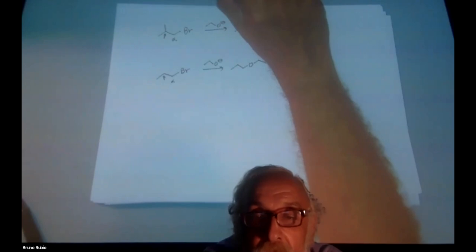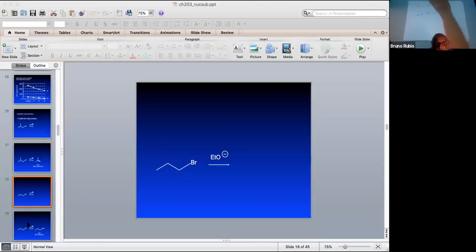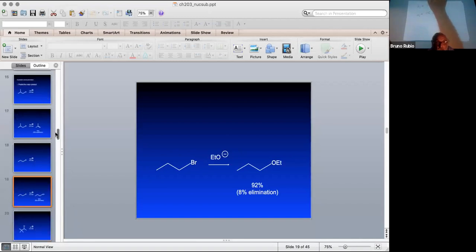All right, so let's take this into the lab and let's see what we got. Oh, 92% substitution. But we got a little bit of elimination. Substitution and elimination always compete. Here, the conditions were good for substitution. The nucleophile could get in there and displace the leaving group. Okay, so now let's try this one.